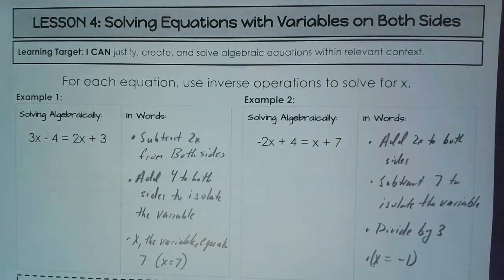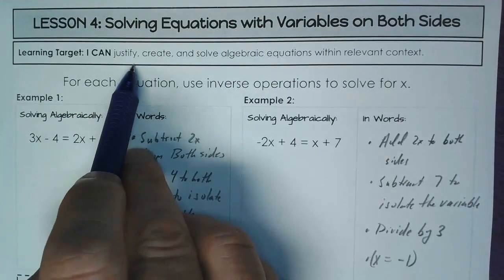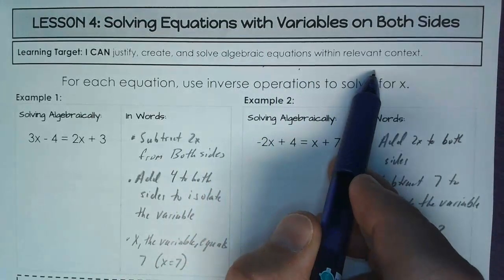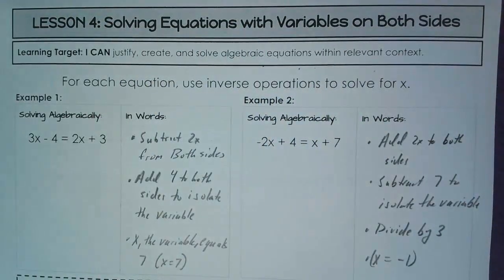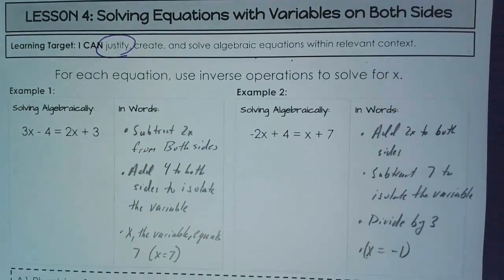This is lesson 4, solving equations with variables on both sides. We did this last week, but we are going to expand on it. Learning target: I can justify, create, and solve algebraic equations with relevant content. So basically, we're solving equations with word problems, and this key word here is justify. We're going to have to write out our steps.